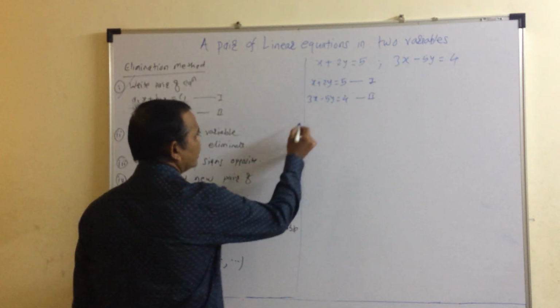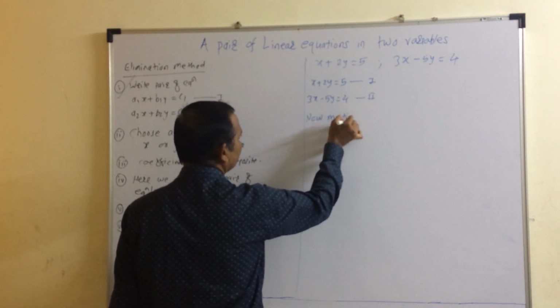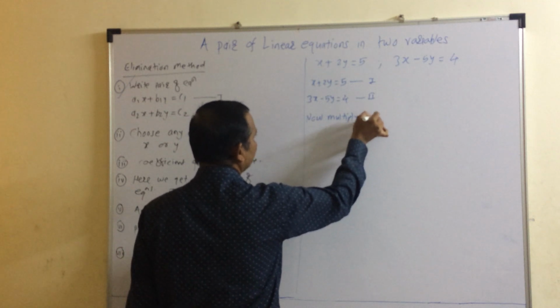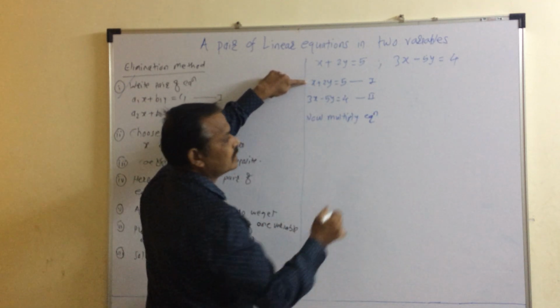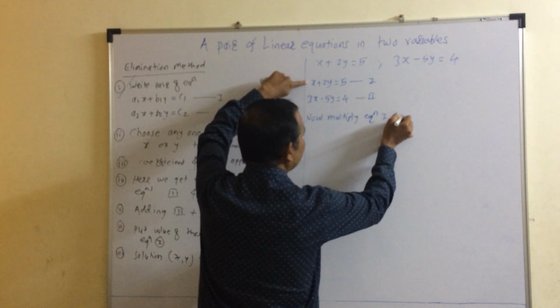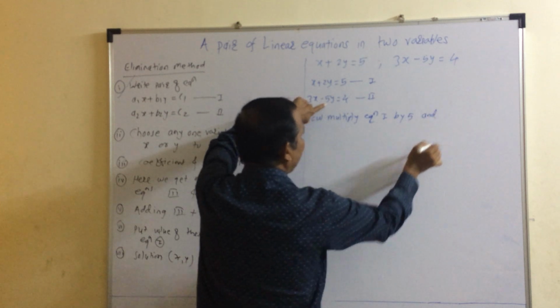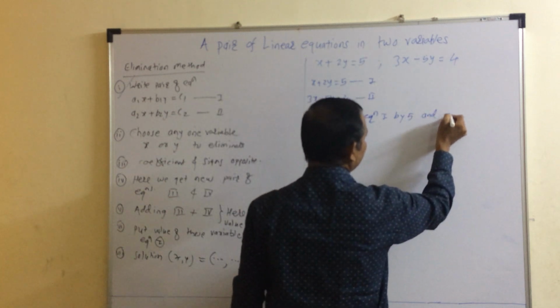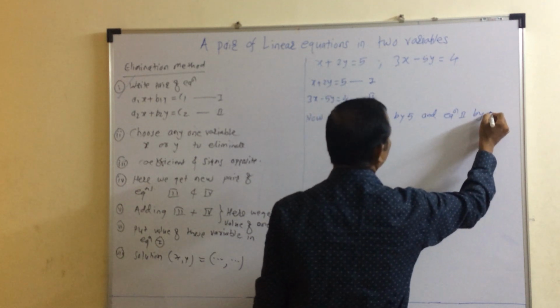Now next step, we multiply equation first by 5 and equation second by 2.